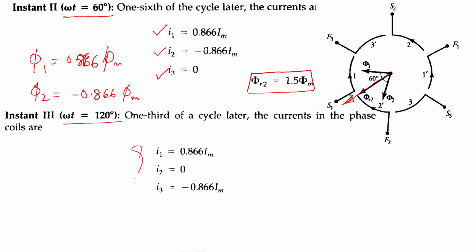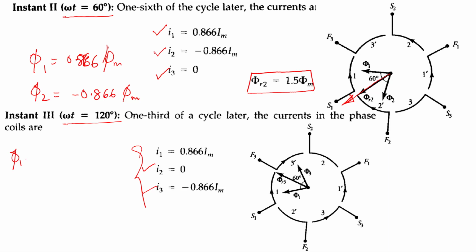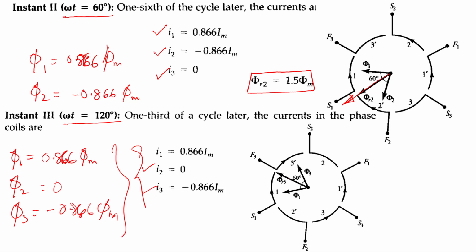Then we will take the third instant where omega t equals 120 degrees. Under that condition, if we find the expressions for current, I1 equals 0.866 Im, I2 becomes 0, and I3 will be minus 0.866 Im. Similarly, if we plot the fluxes, phi 1 will be the same, 0.866 phi m, phi 2 will be 0, and phi 3 will be minus 0.866 phi m, right? Now if I plot these fluxes and find the net flux phi r3, it has rotated by another 60 degrees. Therefore, as time passes and omega t increases gradually, the flux is also rotating in the same direction.